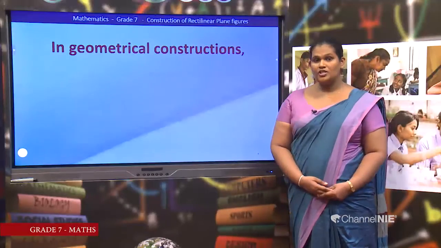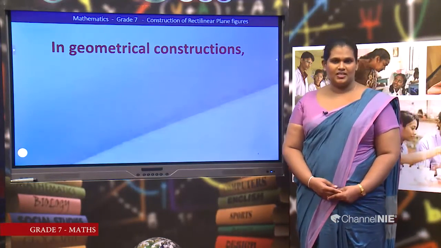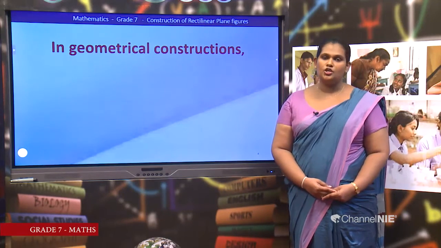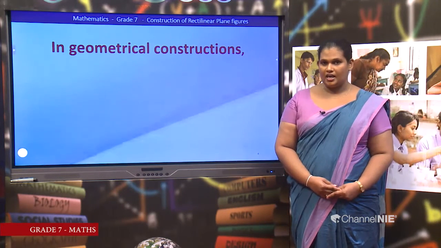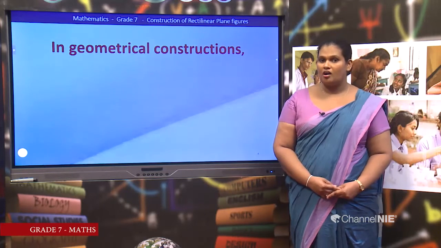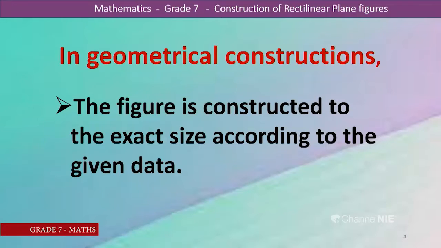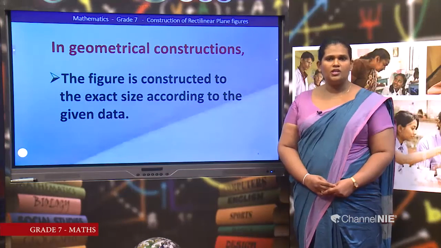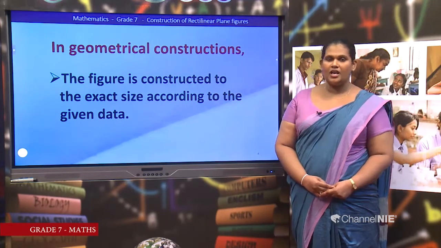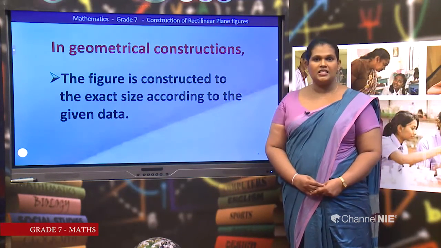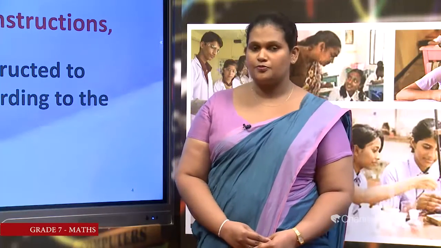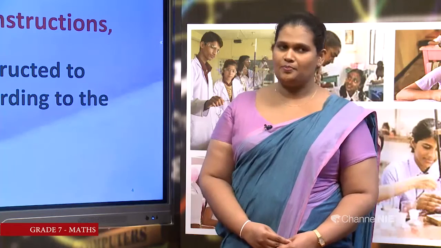Right. Now we will talk about geometric constructions. In geometric constructions, you have to construct the figures according to the original measurements. That means this figure should be drawn or constructed to the exact size according to the given data. Right. Now, the difference between drawing and constructing is you can draw a figure using your free hand or just using a ruler. But in constructions, there are proper steps for you to follow. So, we will learn step by step.